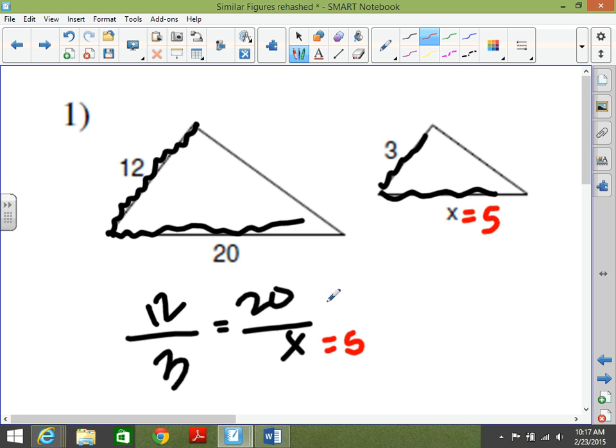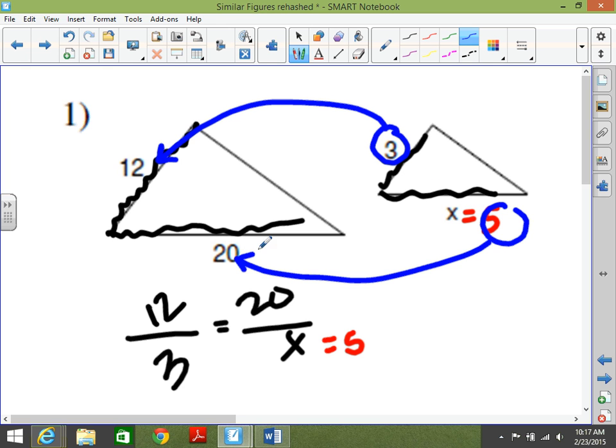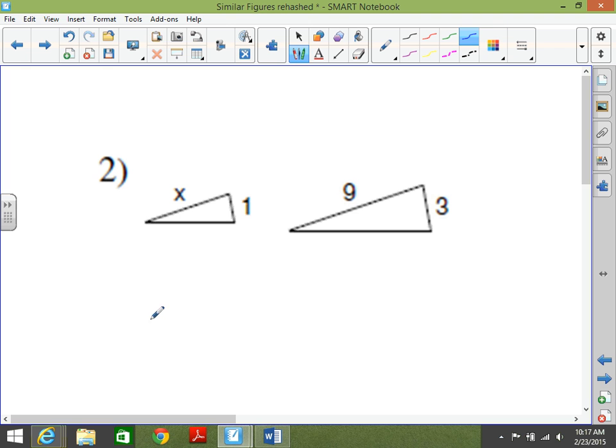Good. Okay, what's the scale factor? I'm going from 3 to 12, and I'm going from 5 to 20. What's the scale factor? 4. Scale factor equals 4. Excellent job. Okay, next one.